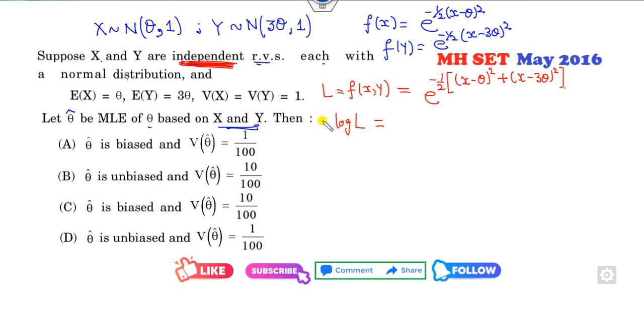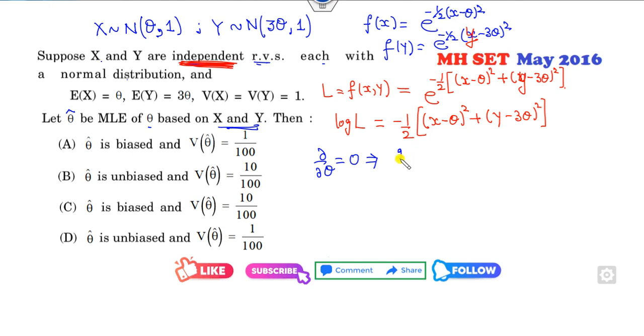Say this is my L. Fine. So log of L will be minus half of x minus theta square plus it is my y. This is for the y, it is a y minus 3 theta square. Now you can take a derivative with respect to theta as my 0.